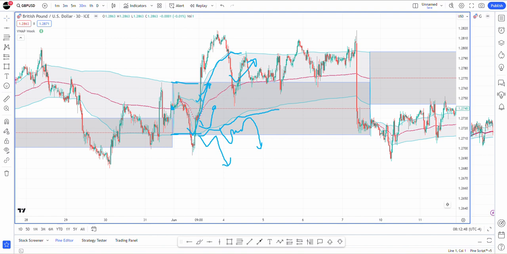Let me just clear this up quickly. It broke this level right here, spent some time outside, and came back in. So right here is where I'm taking action. I'm looking at whether it's going to bounce or continue going back in. If it goes back in, where is it going to? There's the first level I'm looking at, there's the next one. Okay, it doesn't get to this one, but bounces here.